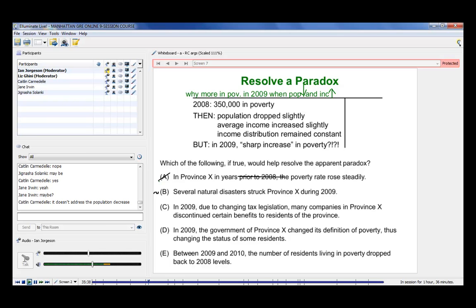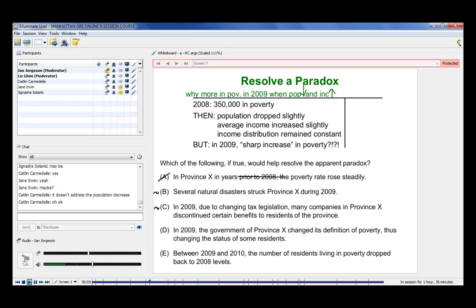Got to vote for maybe. I mean, yeah, well, the population decrease is more a fact. It's not the actual paradox, right? The paradox is that the poverty went up in spite of the population decrease. Does C tell us why poverty might increase even if, yeah, exactly.